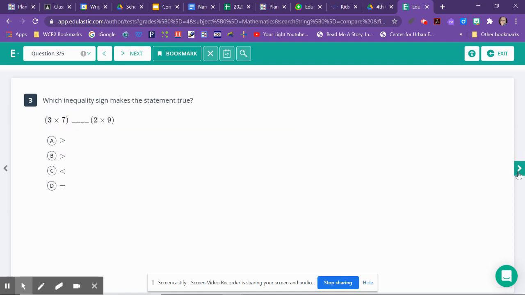This one I also wanted to kind of briefly touch on. This is just simply which symbol. Again, they use the word inequality sign. They're just saying which one of these comparison symbols would you put in the middle between 3 times 7 and 2 times 9. So first things first is you got to figure out what is 3 times 7, and then what is 2 times 9, and then what comparison symbol would go right here. And you're just simply choosing the one that goes with it.